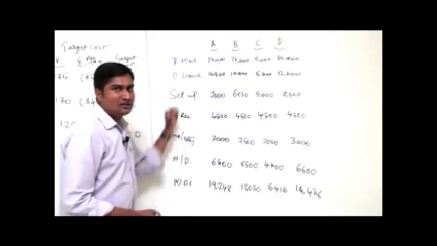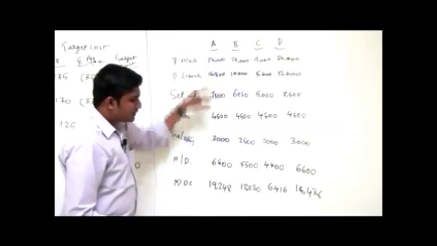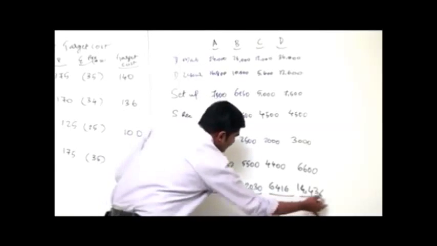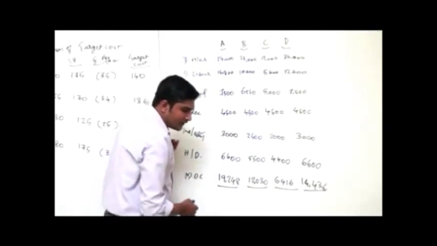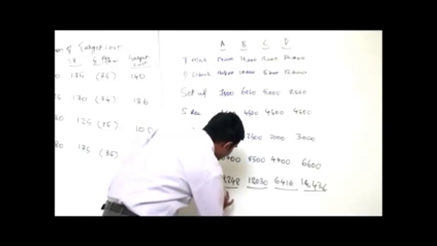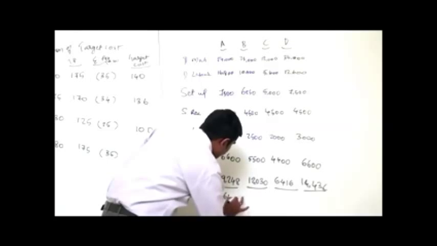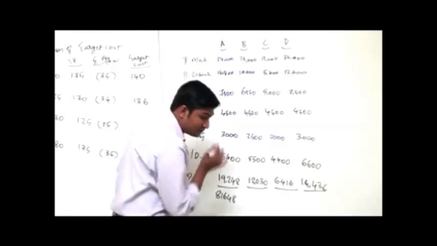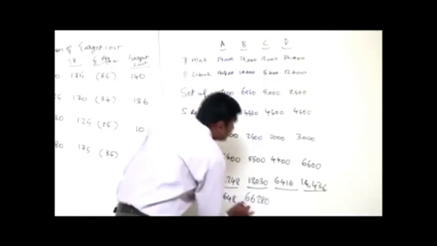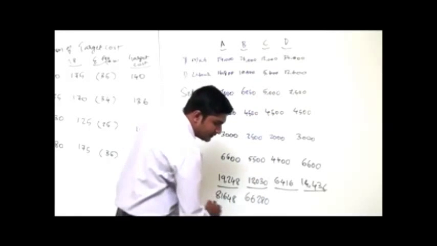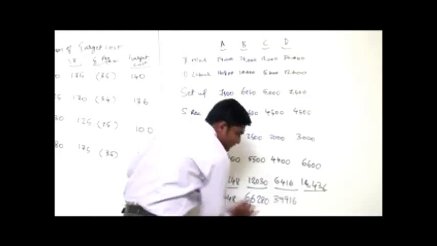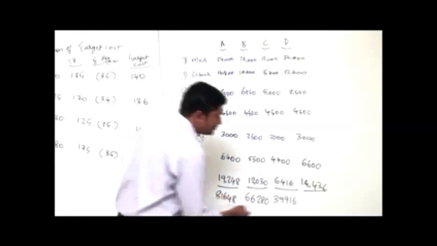So these are our various overheads. We have to sum up all those things so the total cost can be calculated. So the total cost of A, by adding up all those figures, it would be 81,648. For B, it would be 66,280. For C, it would be 39,916. For D, it would be 84,636.